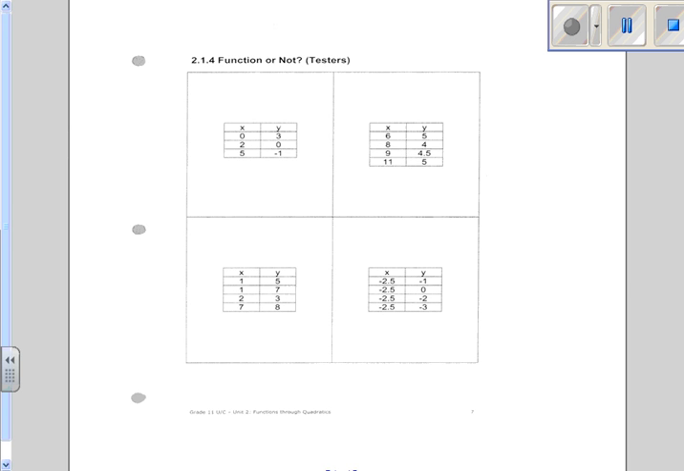Please pause, take a second, make sure you can catch which one of these are functions and which ones aren't. Function, function, not function, not function.